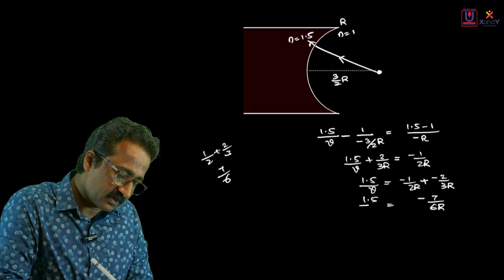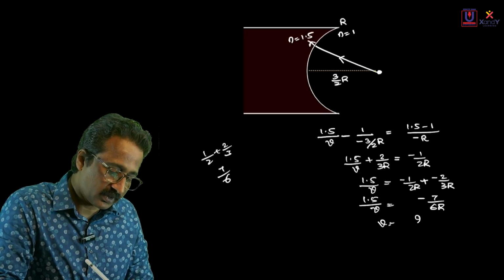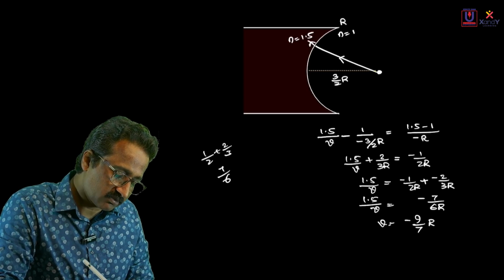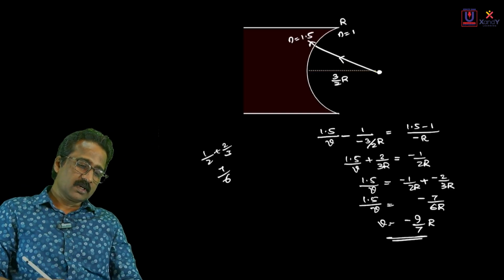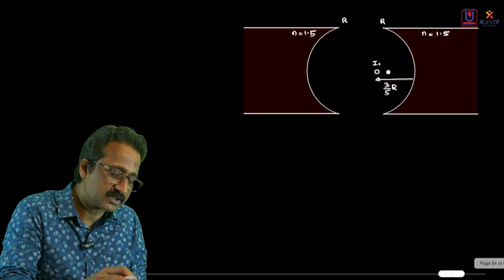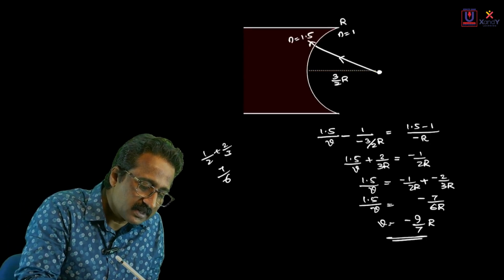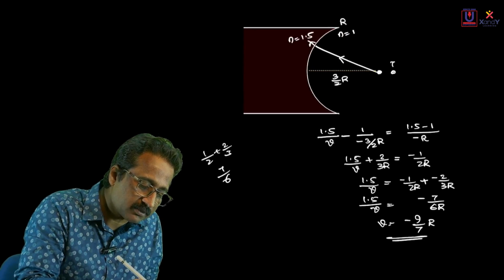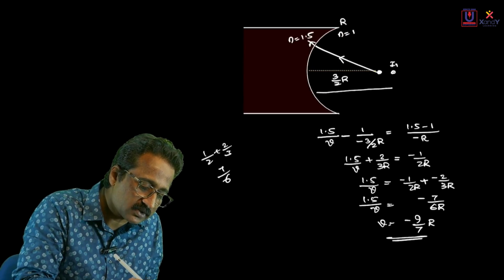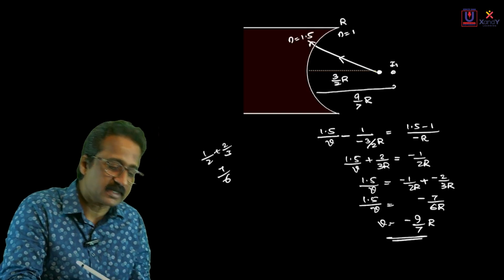That is 1.5 divided by V. Therefore, V is equal to 6 into 1.5, which is 9. So 9 by 7 times R, which is minus. Okay, 9 by 7 R. Where can this be? It can be somewhere here. If this is the object, maybe somewhere here is the position of the image. This distance is what we got as 9 by 7 times R.